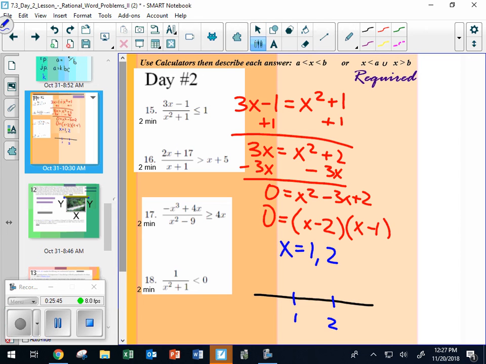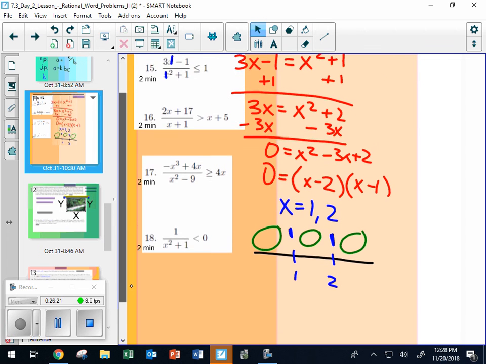At 1, what are we equal to? If we put in 1 for x, what do we end up with? Well, here I have a 3 minus 1, and here I have a 1 plus 1. So don't I end up with 1? So here I have 1, and here I have 1. But now I need to figure out, am I going to get 1 in here, or am I going to get 1 out here or out here? Or am I going to get less than 1 in those places?